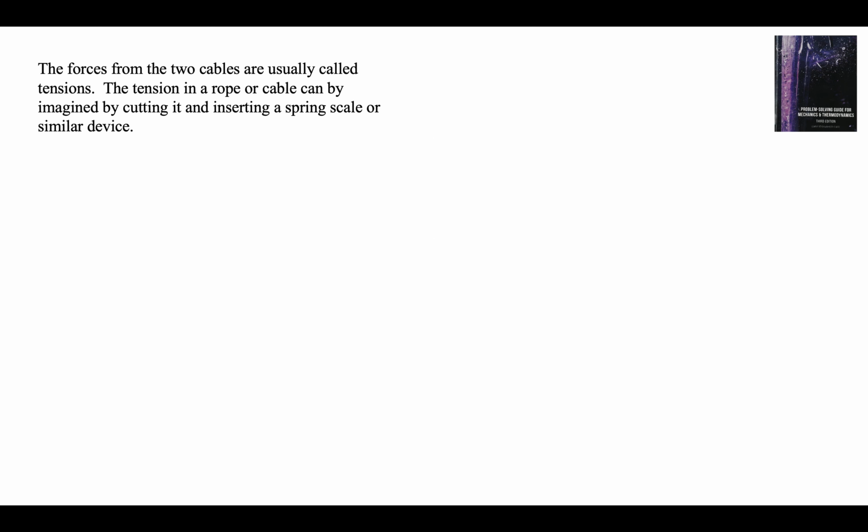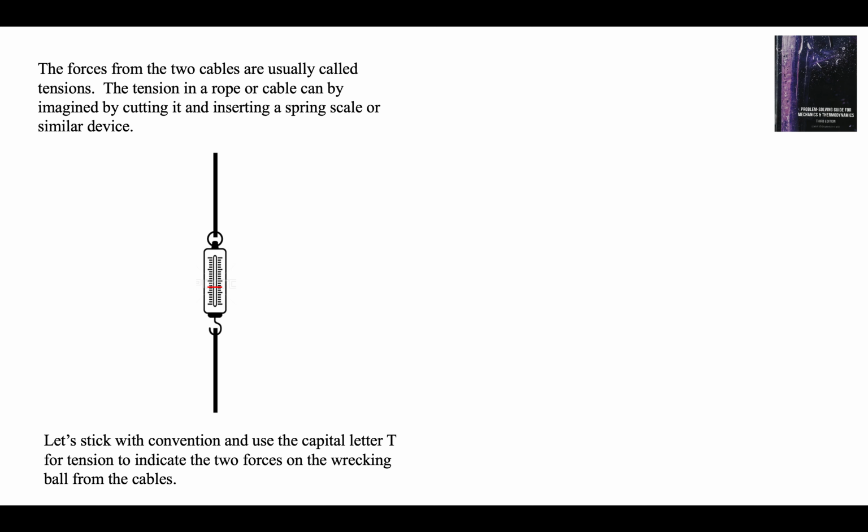The forces from the cables are usually called tensions, and I think we should maintain convention here. The tension in a rope or cable can be imagined just by cutting it and sticking it in a spring scale. This thing will read the tension. If the tension is high, the spring scale will read high. It reads the tension. So we're going to use capital letter T's for tension. So there's the same force diagram, but with T's for the tensions.